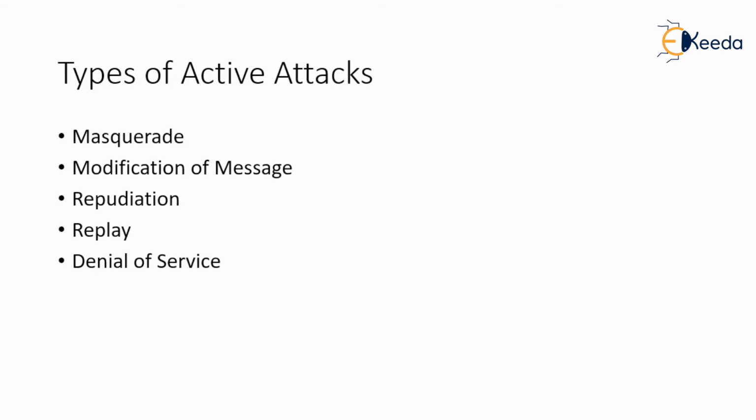Replay involves the passive capture of a message and its subsequent retransmission to produce an unauthorized effect. Last is the denial of service attack. In this type of attack, it generally prevents normal use of communication facilities. This attack may have a specific target. For example, an entity may suppress all messages directed to a particular destination. Another form of service denial is the disruption of an entire network, whether by disabling the network or by overloading it with messages so as to degrade the performance of the network and of the communicating links.